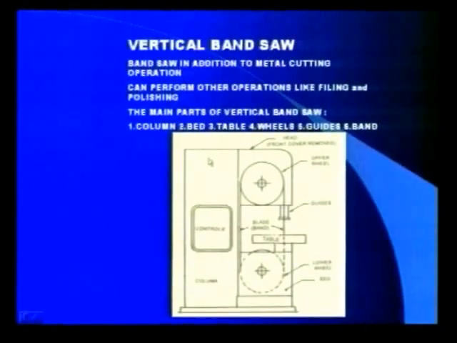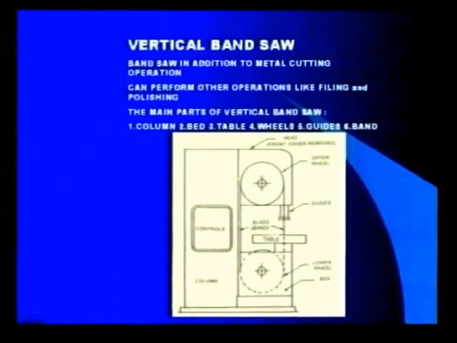In a vertical band saw, a thin, endless, flexible saw blade runs over two wheels. It is shown in the figure clearly. The work is mounted on the table between two wheels. It is the table that is fed against the fast running blade. It is a vertical machine.